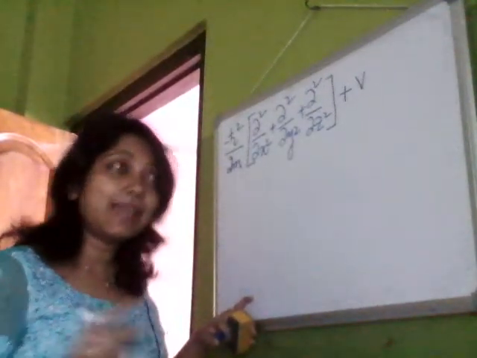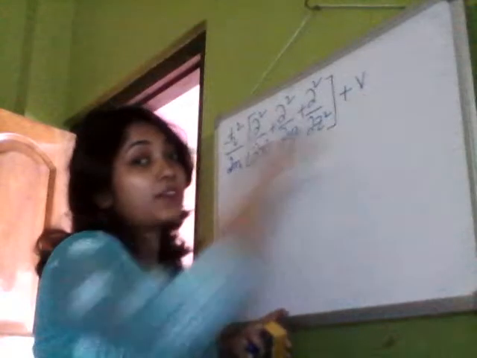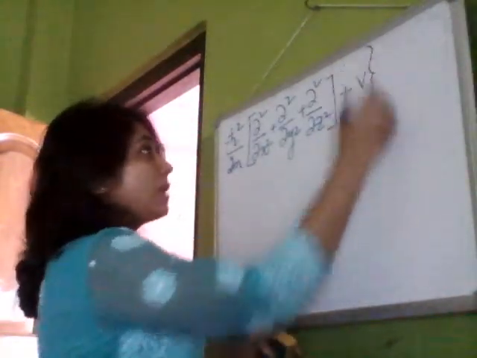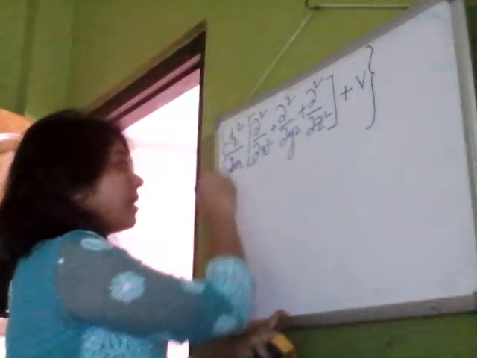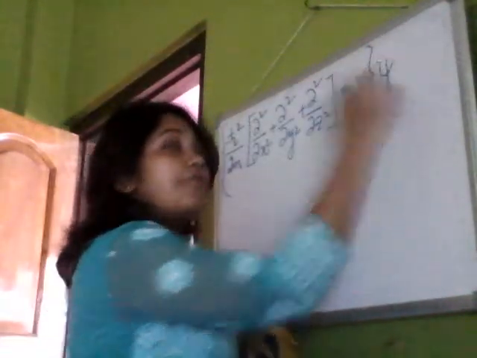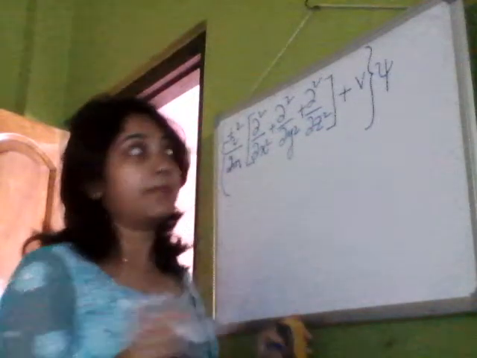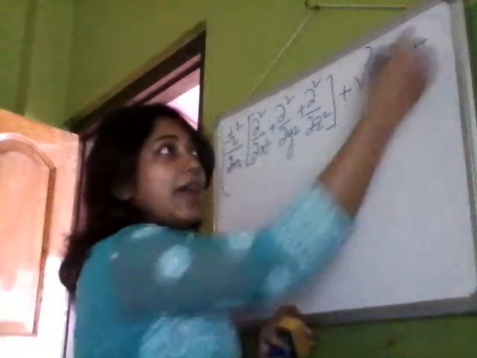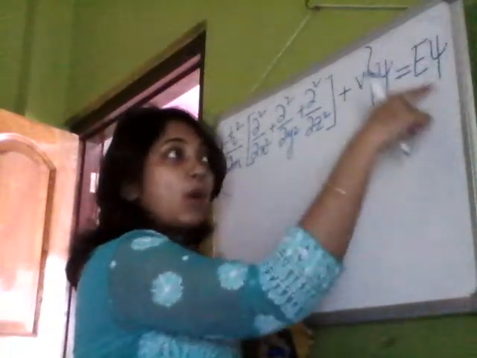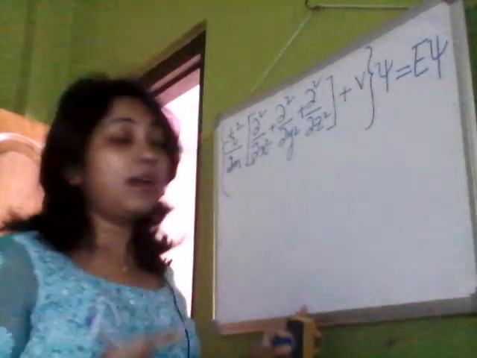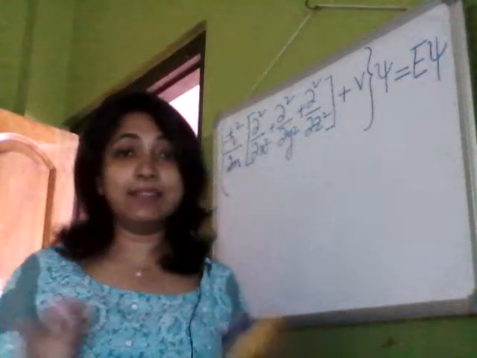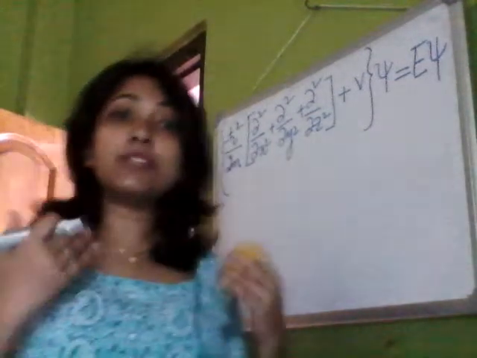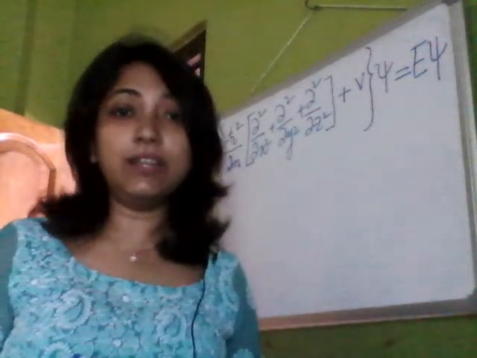Reminding all of you once again, this V is also a function of x, y, z today. And the psi that we are now writing is also a function of x, y, and z today. And this can be equated to the total energy of the system acting upon our psi. And obviously, this psi is again a function of x, y, and z. So this is how the three-dimensional Schrodinger equation will look.